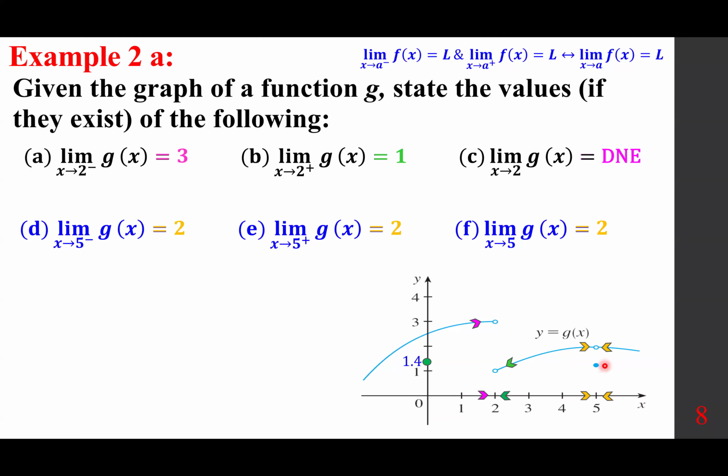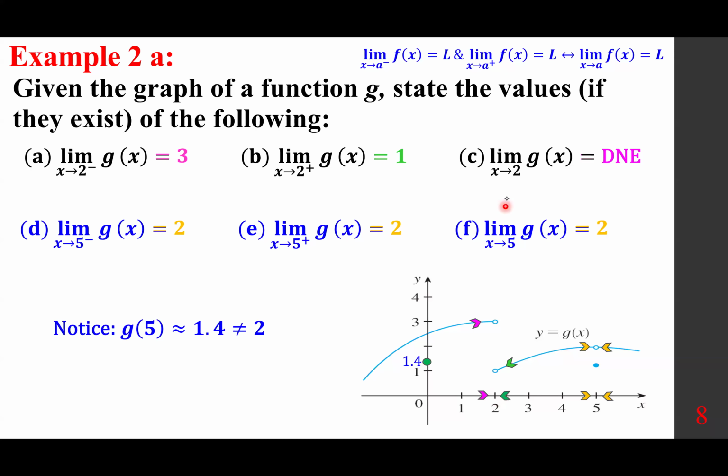In the meantime, you have a solid point here, which makes g of 5 have this y coordinate of about 1.4. And of course, it's not equal to 2. The limit exists, but the functional value is not equal to that. It makes it discontinuous at x equals 5. And there are different types of discontinuity. This is a removable discontinuity.